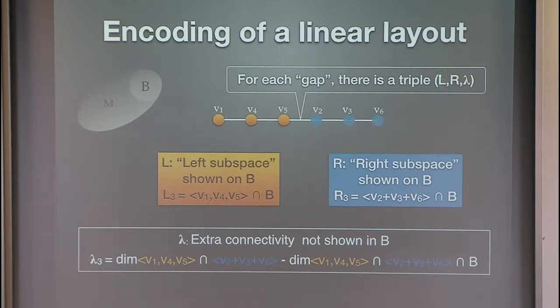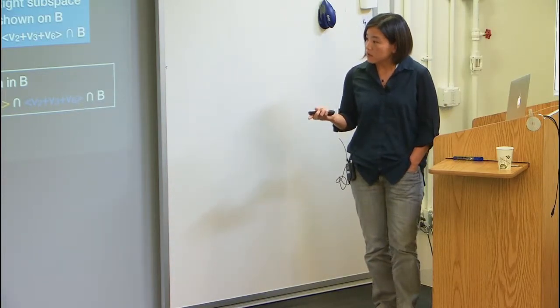which consists of L, R, lambda. L is the space spanned by the vectors on one side. R is the space spanned by the other side. The intersection of them is B, and lambda is the dimension of the space of the intersection of the two outside of B. And this gives you enough information. And there is a way to make it compact, and that gives you a bound on the size of the encoding that you need to handle. So this is how we encode the problem.